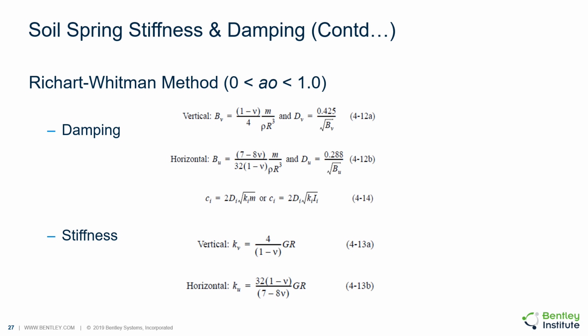and horizontal translation directions. STAAD Foundation Advanced does not consider rocking or torsion degrees of freedom, and so equations for those are not being discussed here. The 4-13a and 4-13b are used for calculating the stiffness, and subsequently based on the damping ratio, system mass, and the stiffness, the damping constant is calculated as per equation 4-14.